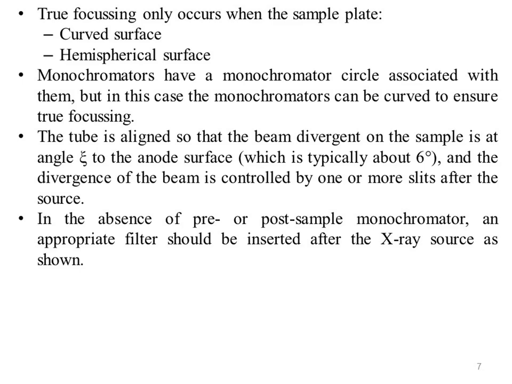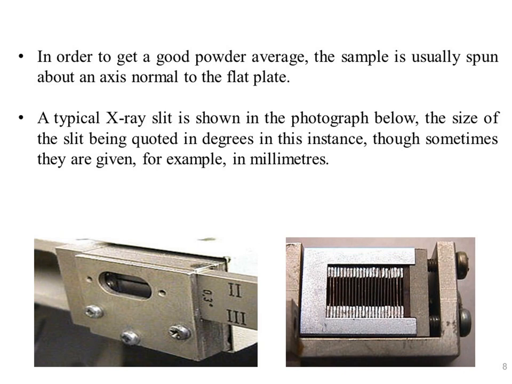The illumination of the sample by the X-ray beam is proportional to cos theta and does not extend over the whole sample except at very low scattering angles. In order to get a good powder average, the sample is usually spun about an axis normal to the flat plate. The divergence of the beam can be controlled by one or more slits positioned after the source. A typical X-ray slit is shown in the photograph below. The size of the slit is quoted in degrees in this instance, though sometimes they are given, for example, in millimeters.